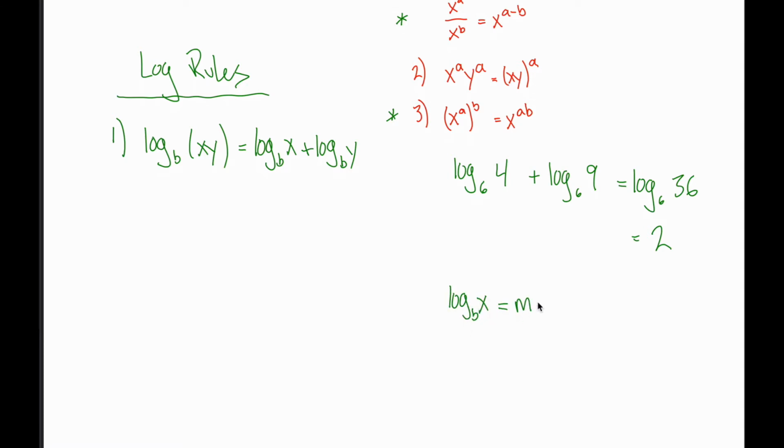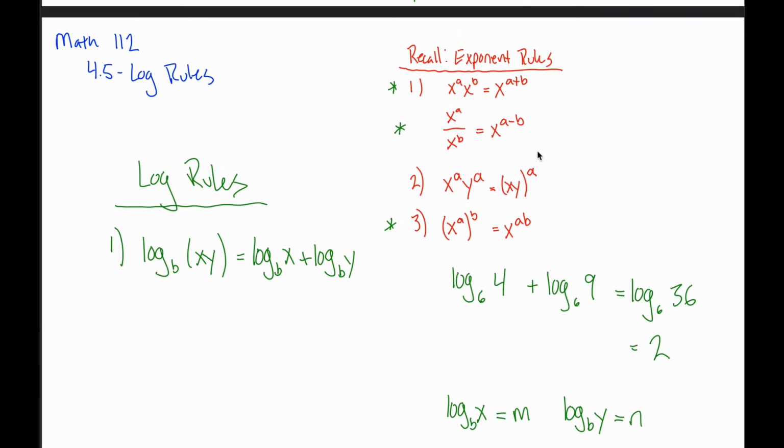So I don't know, maybe we'll call it m. And then you get the log base b of y, and you give that a name. You call it n. And the reason you want to give these two things names is because what we're going to do is take advantage of what we know about exponent rules to come up with these log rules.